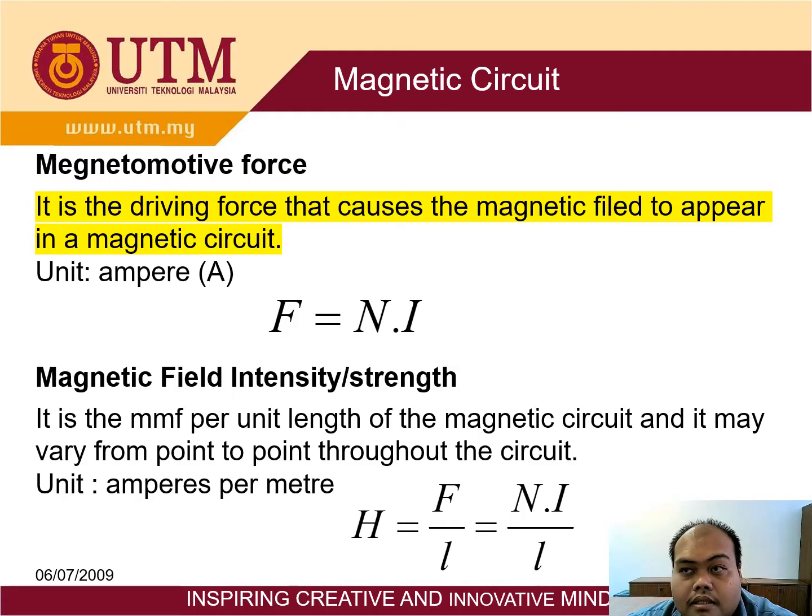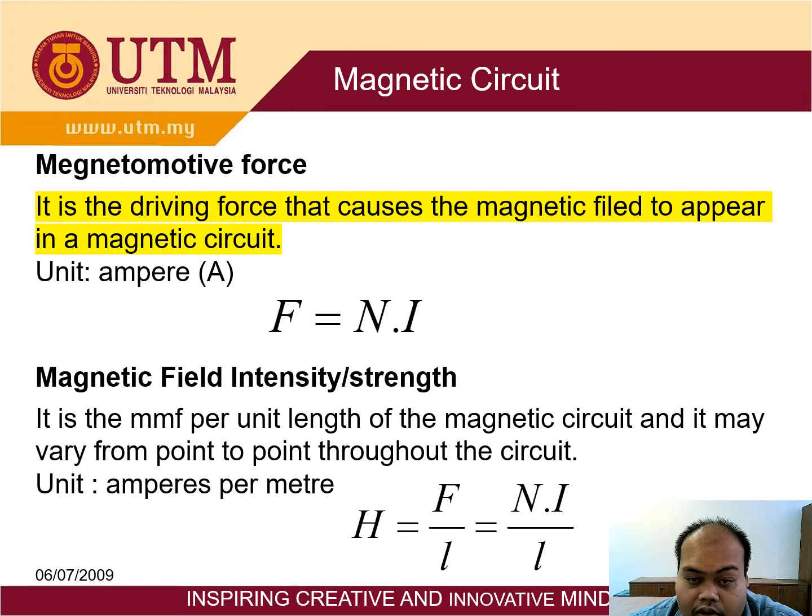So I mentioned earlier, for magnetic circuits there are calculations and there is some theory. So this is the theory. You need to know the definition of each of these. So what is magnetomotive force? It is a driving force that causes the magnetic field to appear in the magnetic circuit. Make sure you memorize this, because usually the definition will come out in the final. So make sure you know what magnetomotive force is.